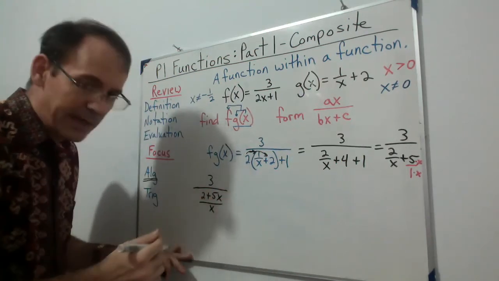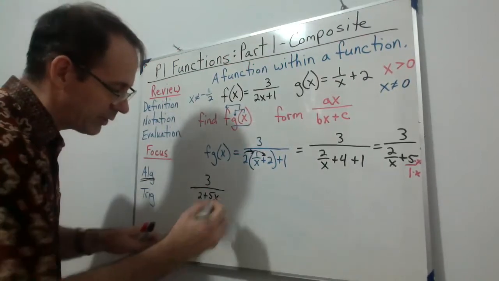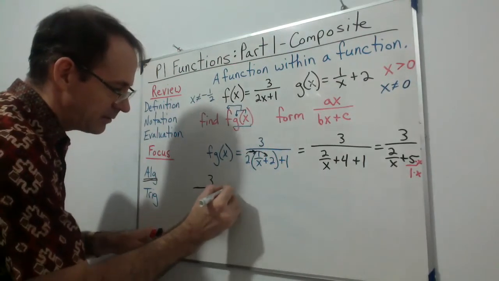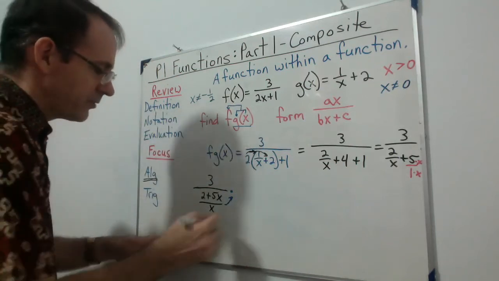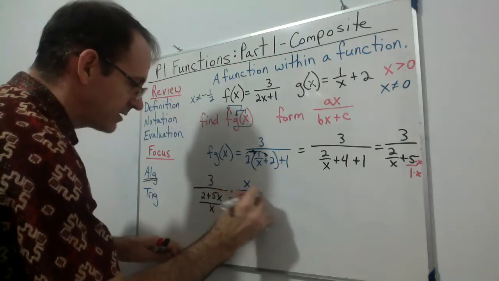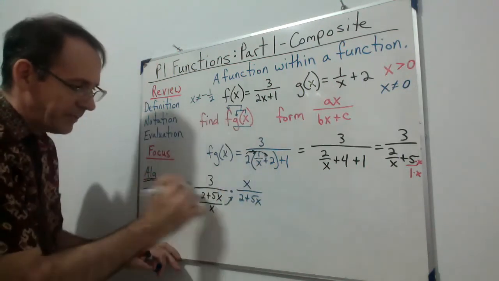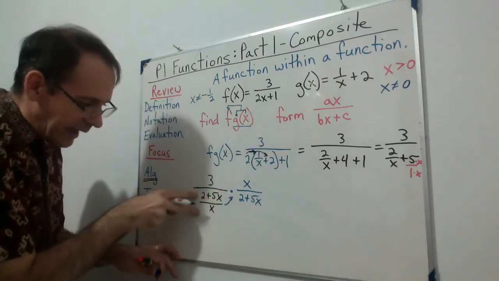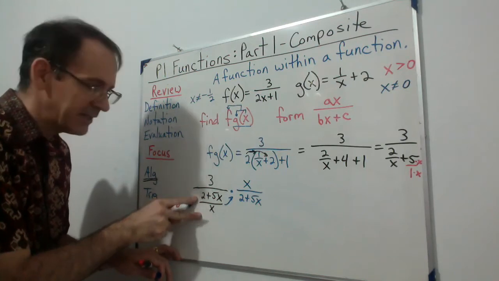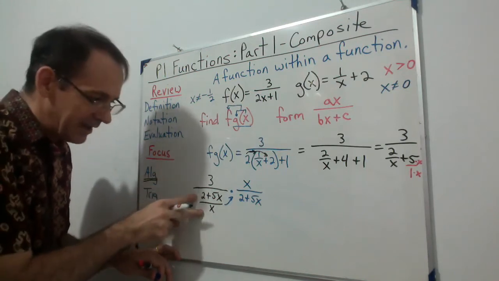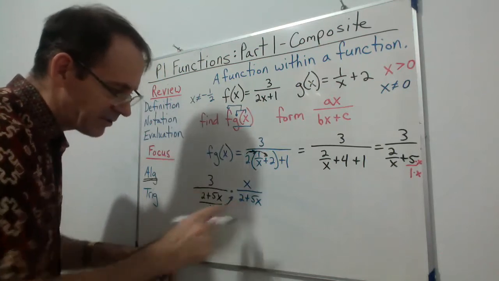Now, when you divide by a fraction, you invert and multiply. Hopefully you remember that from earlier algebra that you've had. So this flips over and becomes x over 2 plus 5x. So your major division bar identifies your denominator. Your denominator is the one with the fraction in it, not the numerator. It's what gets flipped over. So the bottom goes on top, the top then goes on the bottom.